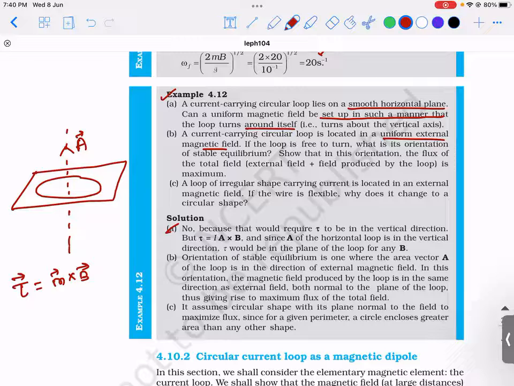If it has to revolve about this axis, you need to produce a torque in the direction of the area vector, or in the direction opposite to the area vector. Is it possible? No, because when a cross product is taken, the result is always perpendicular to it. That is it.